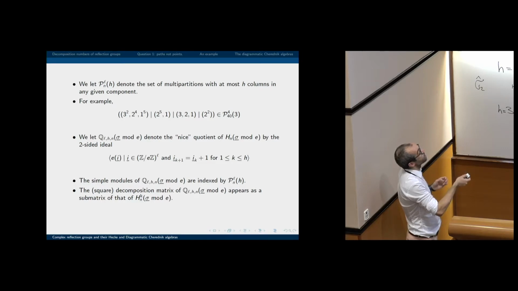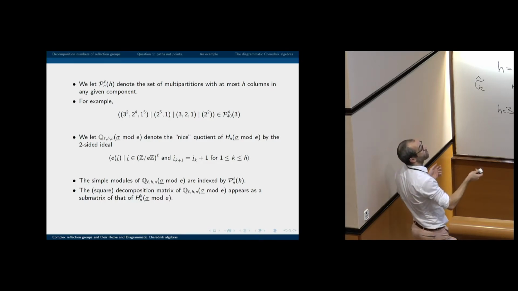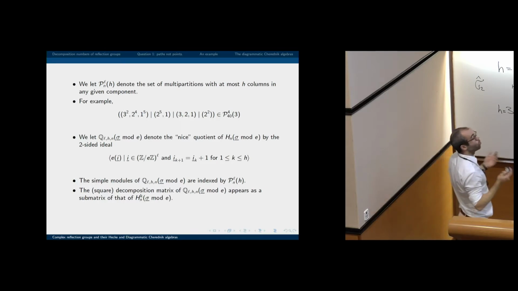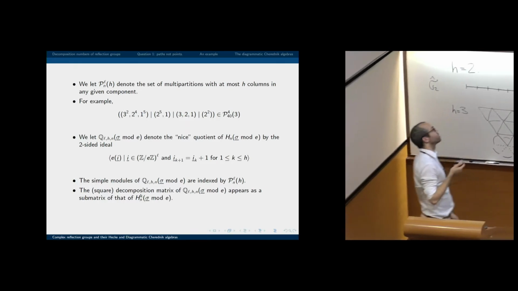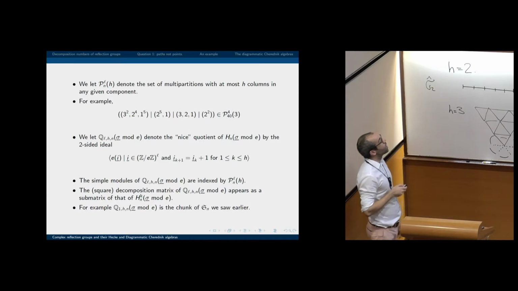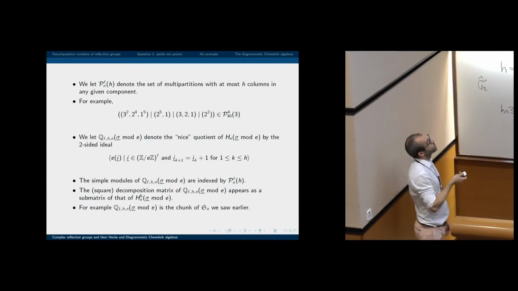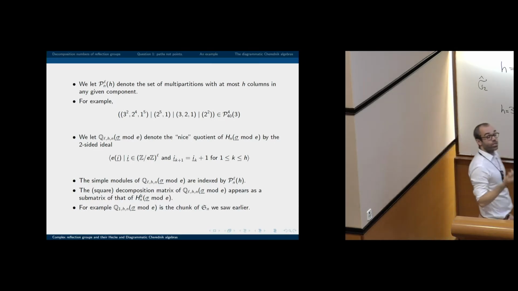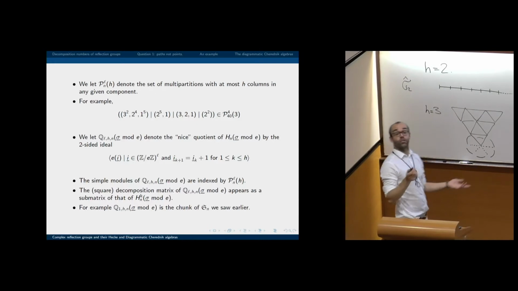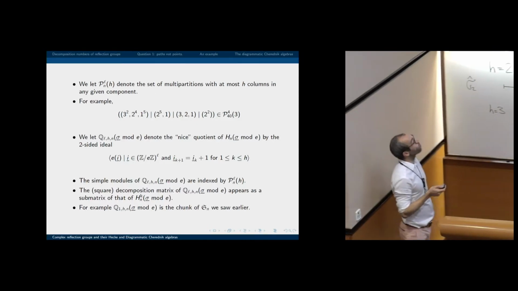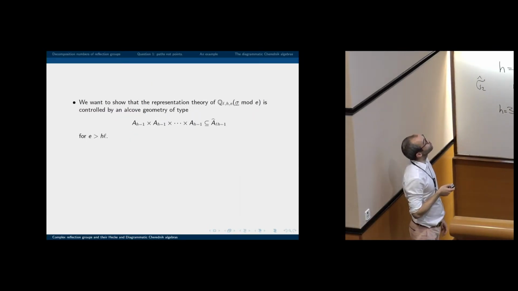And this decomposition matrix appears as a submatrix of that of the full Hecke algebra for just cellular reasons, if you like. And as I just said, this algebra for level 1 is the chunk of Sn we saw earlier in Schur-Weyl duality, or if you like, it's the Ringel dual of the general linear group, or Schur algebra of the general linear group.